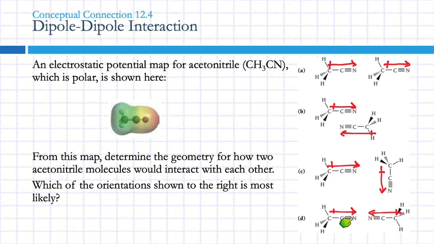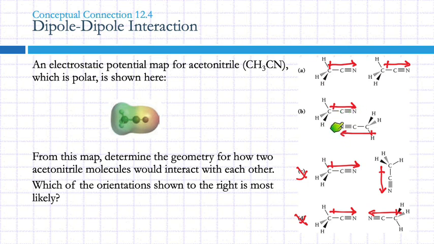So in D, we have the negative ends together. That's not going to be good. Here, these are kind of at odds with each other, right? There might be some attraction here, but they're probably not going to line up that way because this nitrogen doesn't want to be next to that nitrogen.